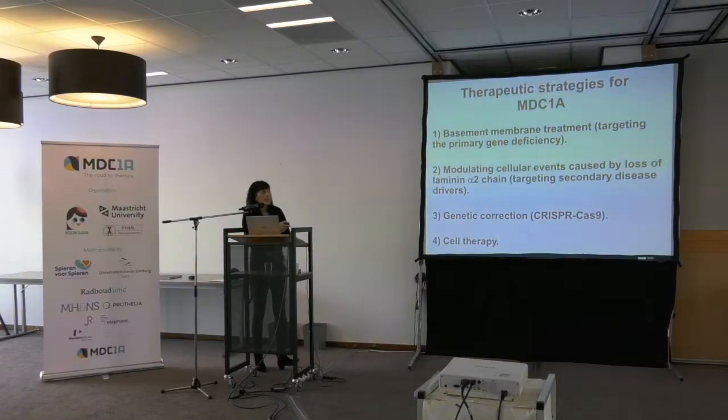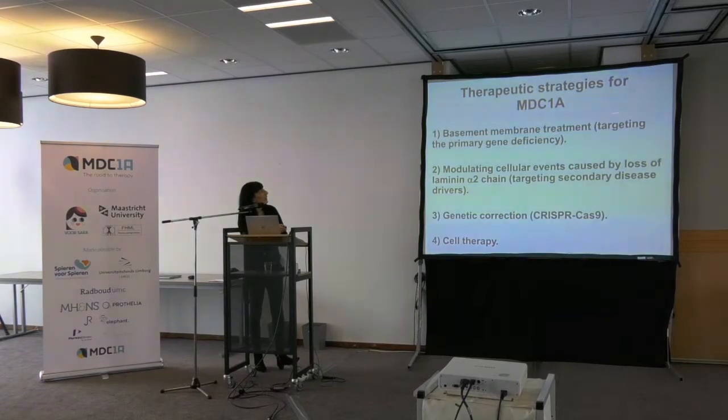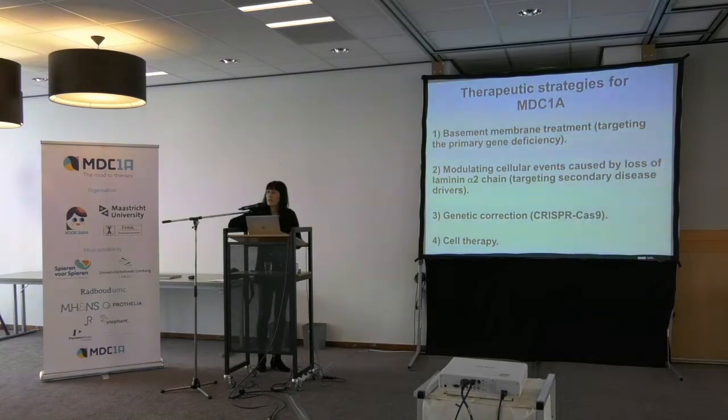The idea with basement membrane treatment is that we target the primary gene deficiency, that is loss of laminin alpha-2 chain. There is also a lot of work done modulating the cellular events caused by loss of laminin alpha-2 chain. And in that sense, we're targeting the secondary disease driver. So I will talk a little bit about that too.